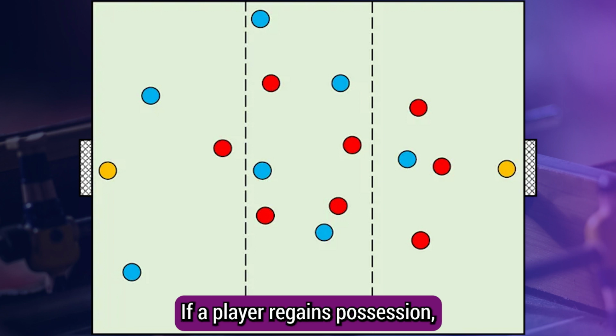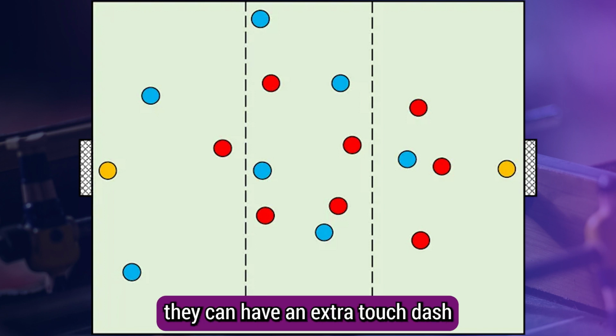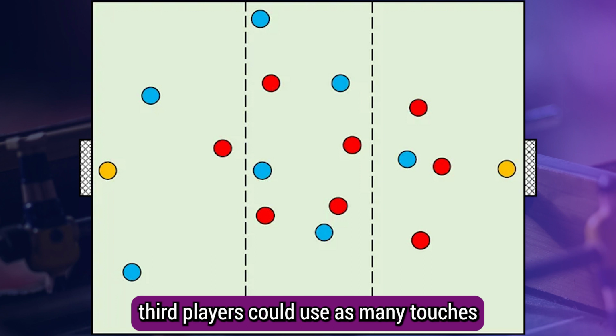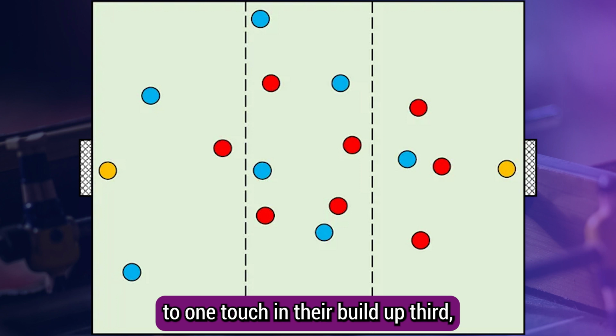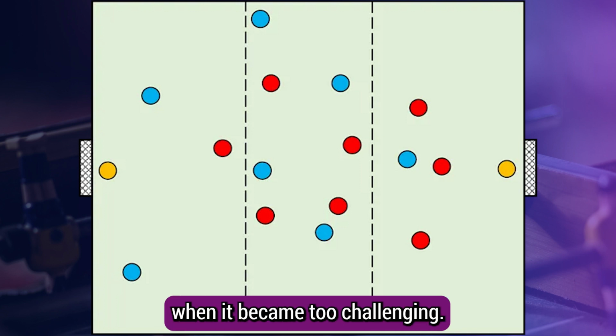If a player regains possession they can have an extra touch. In the attacking third, players could use as many touches as they liked. They initially limited players to 1 touch in their build-up third, but quickly adapted it when it became too challenging.